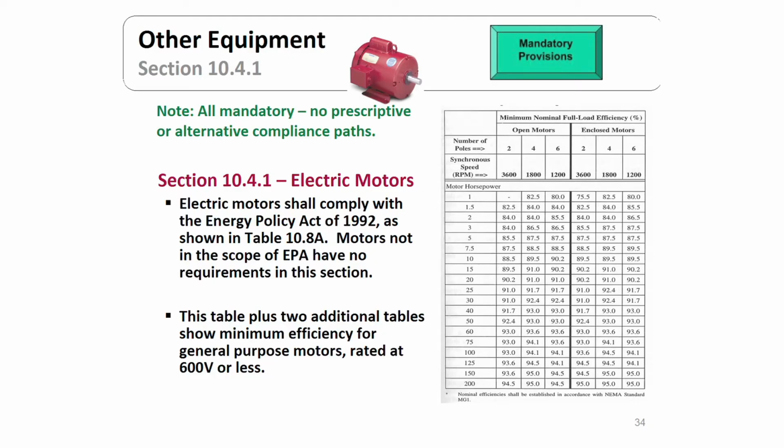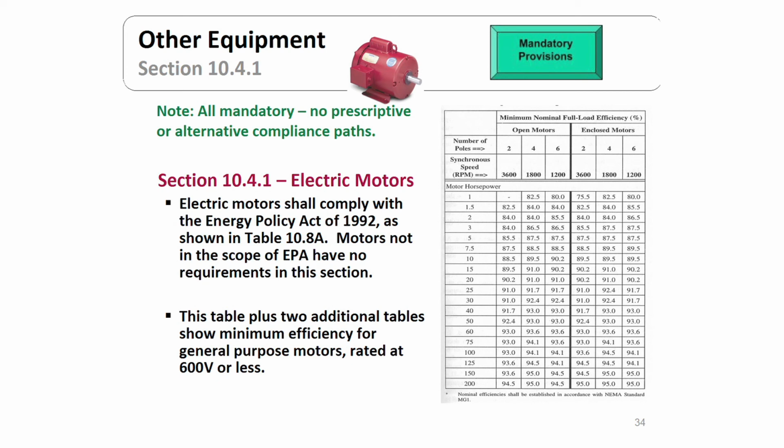Section 10 is also all mandatory, no prescriptive or alternative paths here. And this relates mainly to electric motors. The electric motors shall comply with the Energy Policy Act of 1992, and that's summarized here in this table. In the book, it's Table 10.8a. Motors that are not within the scope of the EPA have no requirements in this section at all.